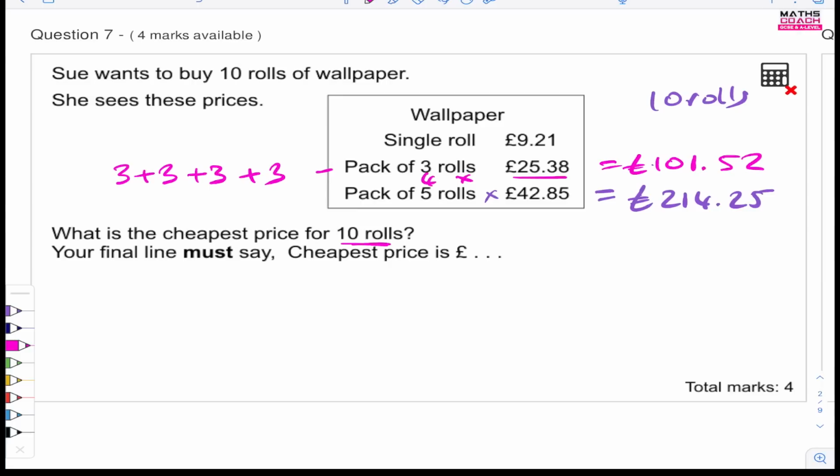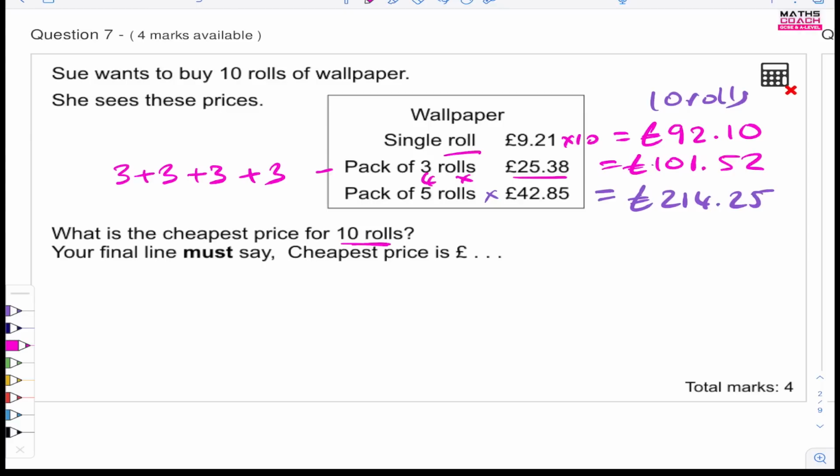And if we were to buy single rolls, so 1 roll at £9.21 each, so that's going to be times that by 10. We don't even need to do that on a calculator because we can work this out in our head. Just times it by 10, so it's going to be £92.10. Now, what is the cheapest deal? Well, clearly from the working out that we've done so far, it's evident that it's cheaper to buy the single rolls. So what's the point of having these multi-packs?